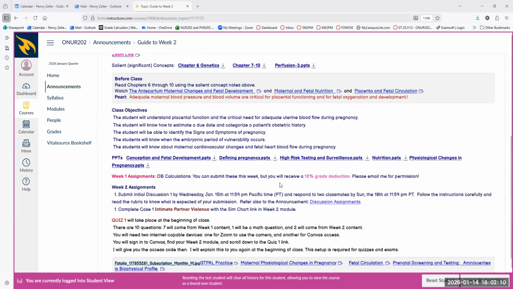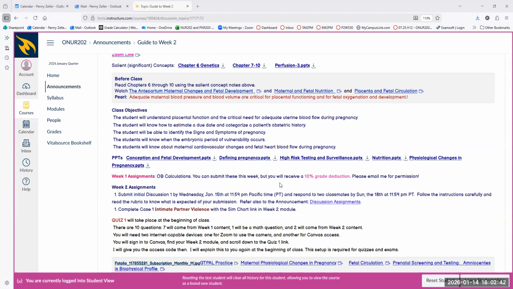So the OB calculations, if I sent you feedback information, please correct what you got wrong. And if you don't know how to do it, then we do need to go over it together. You're going to have 5 OB math questions on every exam that you take. So you need to know how to do your math. That's one reason. Another reason is because you're going to be needing to calculate things when you're working.